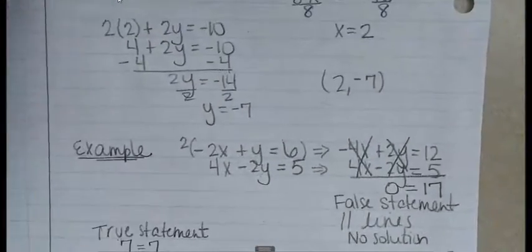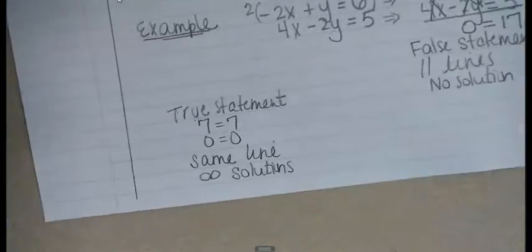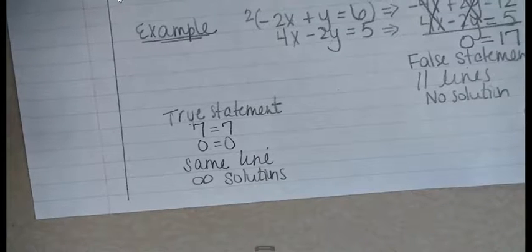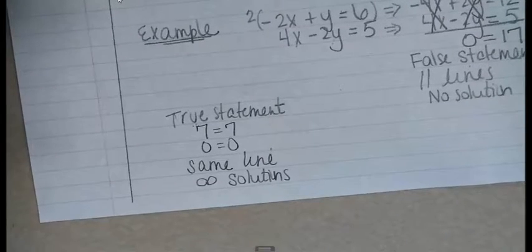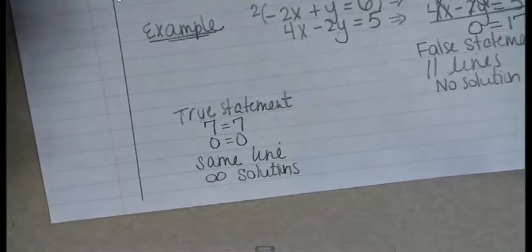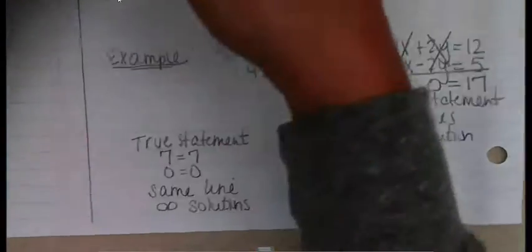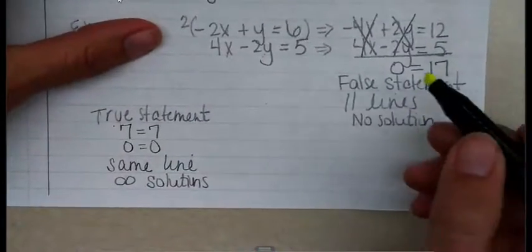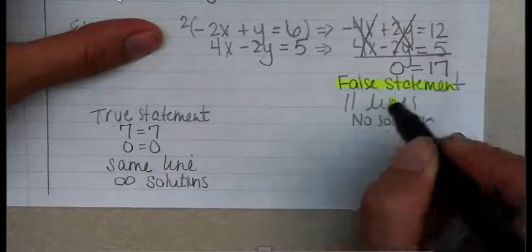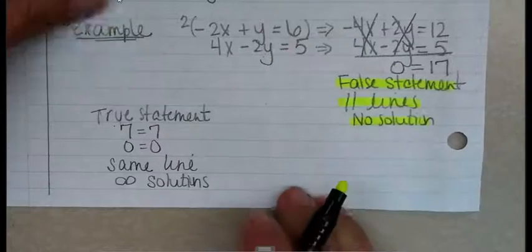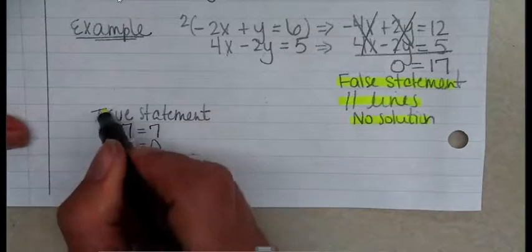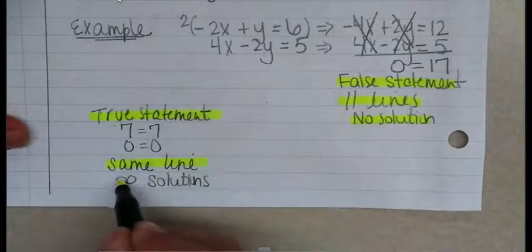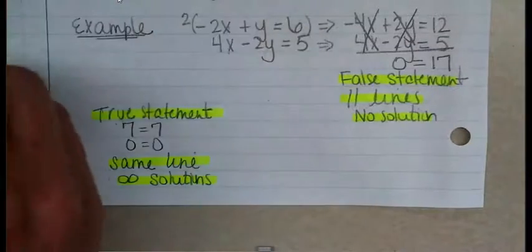Okay, so this is some important stuff here. Let's see if I have a highlighter nearby. So we've got a false statement means that we've got parallel lines, no solution. A true statement means that we have the same lines and therefore infinite solutions.